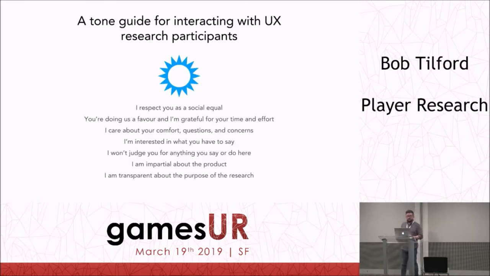So here's the tone guide for communicating with research participants. The idea is that your behavior should communicate that I respect you as a social equal. You're doing us a favor, and I'm grateful for your time and effort. I care about your comfort, questions, and concerns. I'm interested in what you have to say. I won't judge you for anything you say or do here. I'm impartial about the product, and I'm transparent about the purpose of the research. Now, for the remainder of the talk, I'd like to go through how these high-level ideals can be exemplified in our day-to-day behavior.